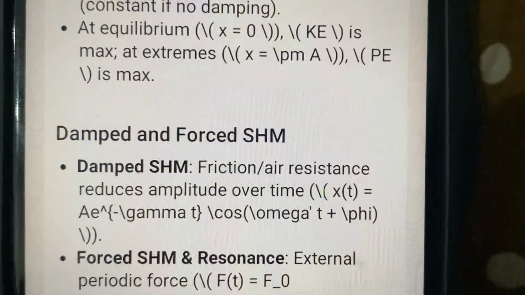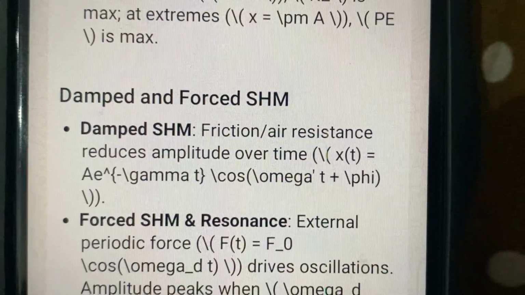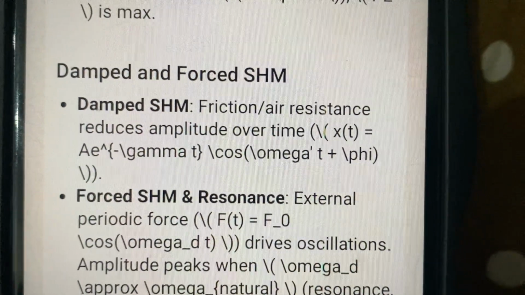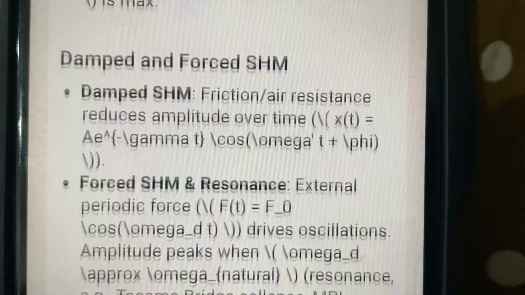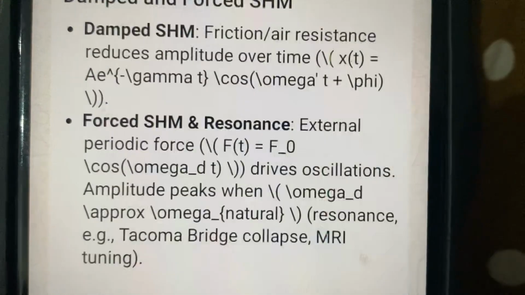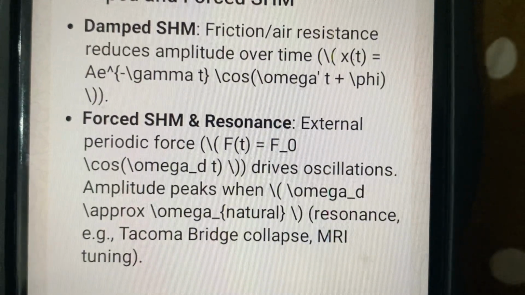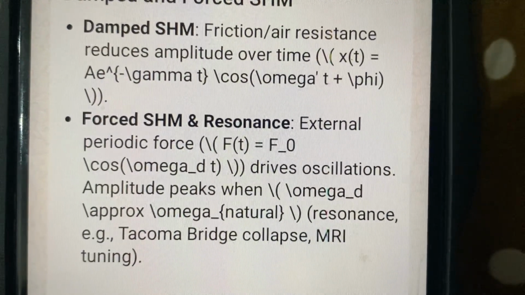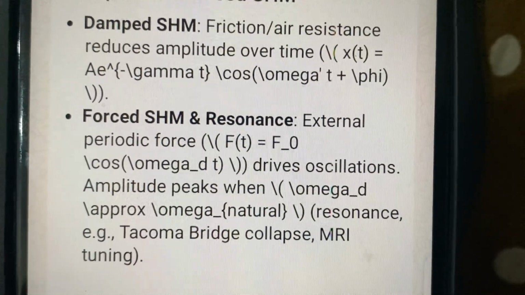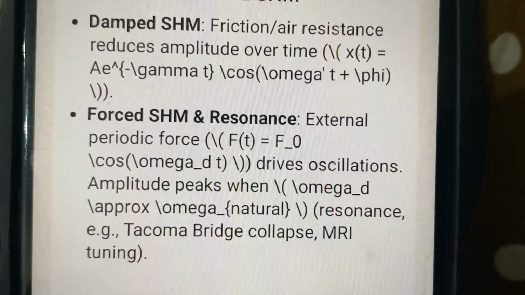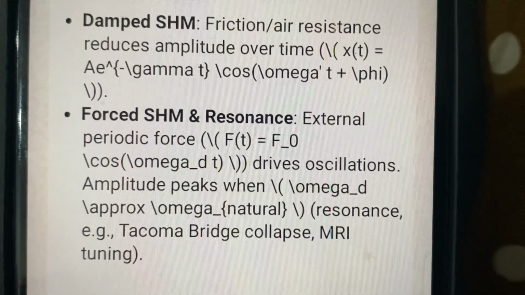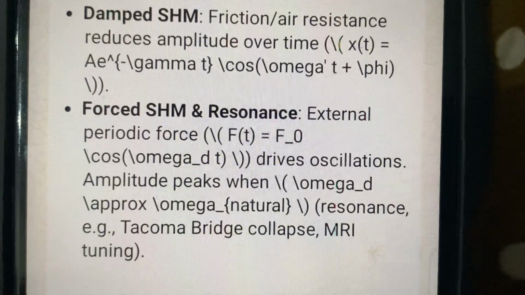Damped and forced SHM. Damped SHM: friction and air resistance reduce the amplitude over time. Forced SHM: an external periodic force drives the oscillations, and the amplitude peaks when omega approximately equals the natural frequency omega, which is resonance, as in the Tacoma bridge collapse and radio tuning.